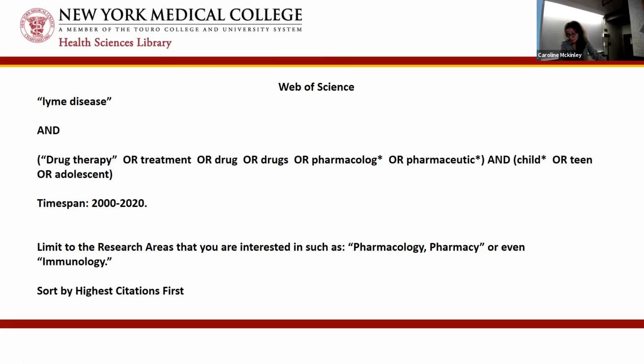You can also limit to specific research areas in Web of Science. And again, getting to that reason why they call it Web of Science, you can sort your results by highest citations first, meaning the citations that have been cited the most are going to be up front. And then you can see where that article that hopefully represents that study traveled to.